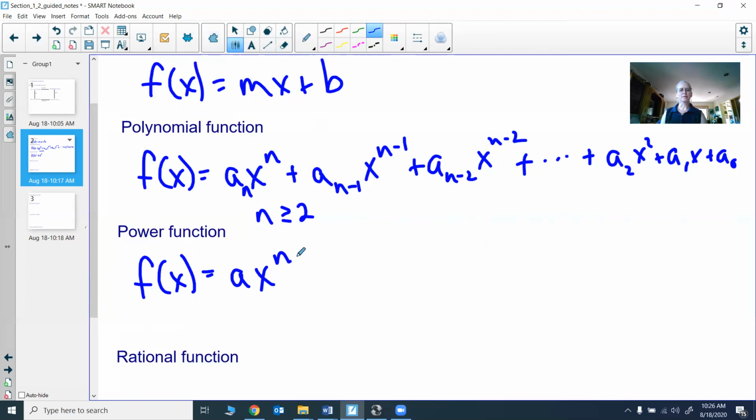It would be like ax squared, or ax to the 1/2, or ax to the minus 5, or even ax to the 0, ax to the pi. That n can be anything you want it to be.